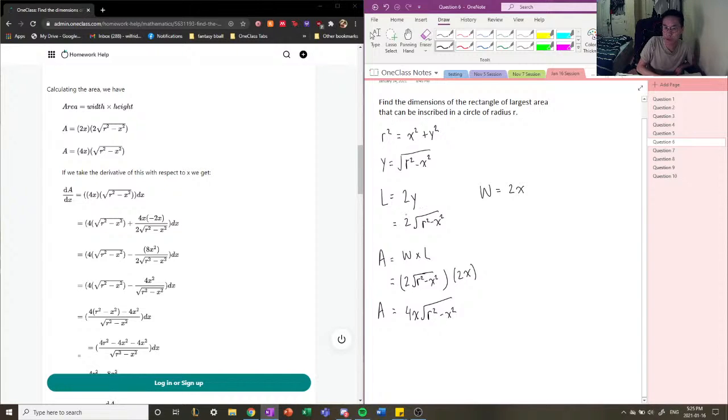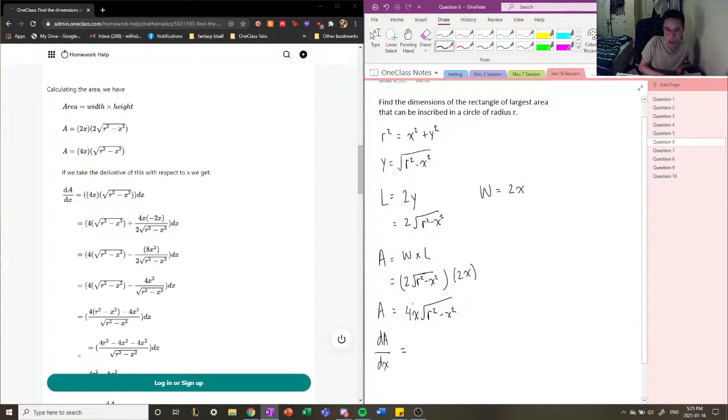The question is asking for us to look for the length and the width, and we know the length and the width is dependent on this value x. Okay? So, we're going to derive our function in terms of x. Okay, so we're going to use a chain rule here. Or not the chain rule, we're going to use the product rule, sorry.